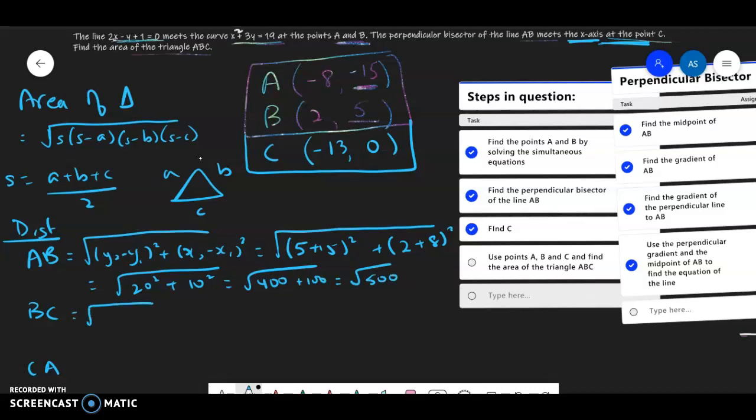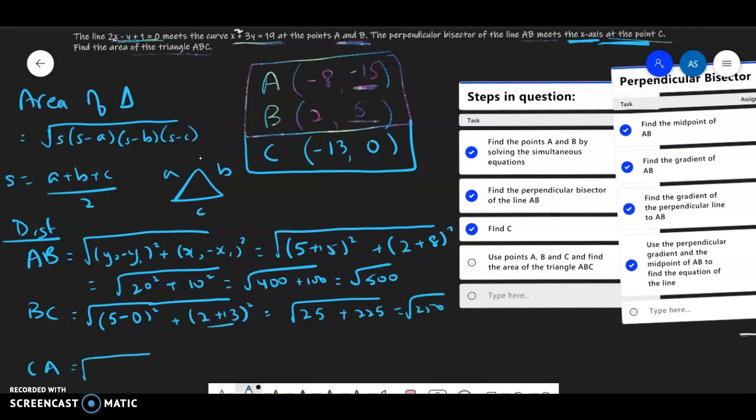The next one, the distance of BC, will be 5 minus 0 squared plus 2 plus 13 squared, because minus and the minus will be 13. This works out to be 5 squared, 25. This will be 15 squared, 225. Together, 250.